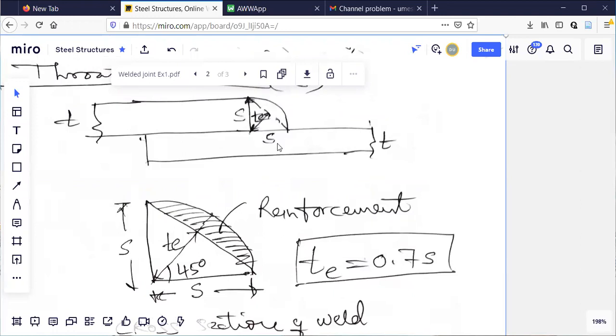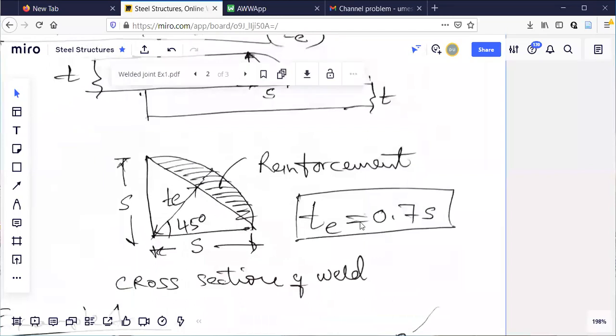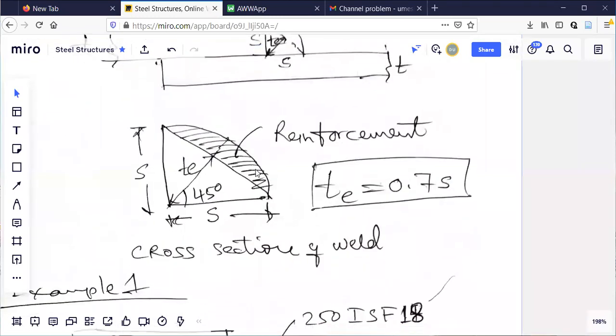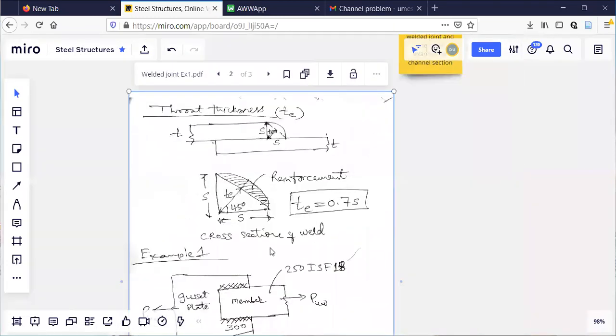S is the size of the weld. Whatever extra portion is there, the area bounded by this inclined line and this curve, we call it reinforcement. That is extra. It is not used for any calculations. So TE is equal to 0.7 times S. This is how you can understand the throat thickness. Now the cross section is L into TE.